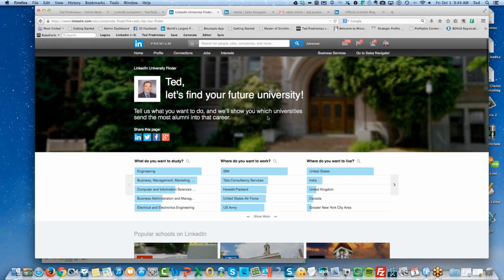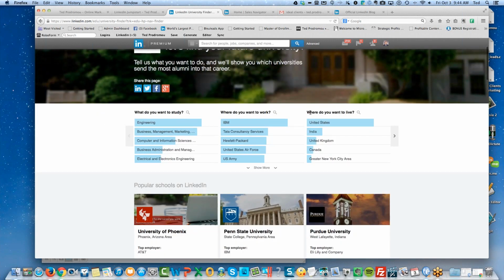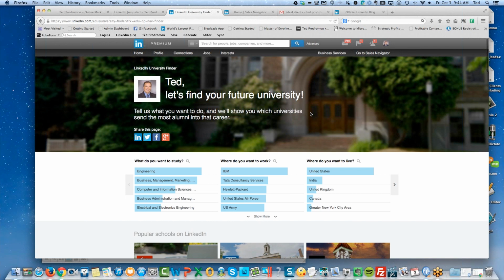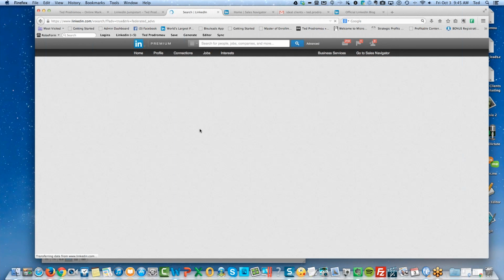So this has all changed again. Boy, literally since last week. This is all new information. But they're really making a big push to get students in high school and universities, and then they match them up. Recruiters can find them and go right to them. Let's go do some searches here.